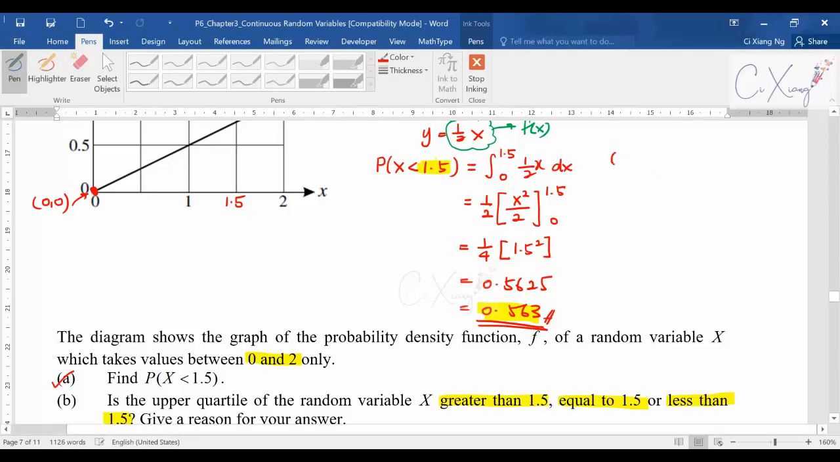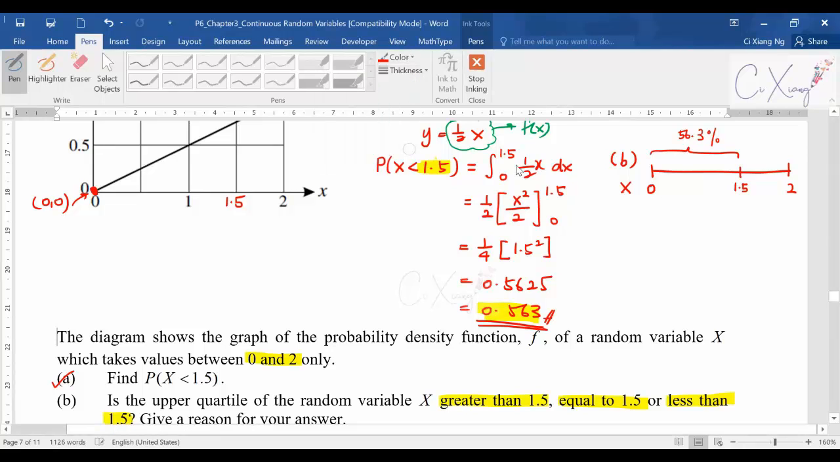Therefore, for part B, you can try to write the values here. I'll try to draw a number line. The smallest value of x in this question is 0, and the largest value is 2. Okay, so if you look at this probability, x smaller than 1.5, the area covered is 0.563, which means if you have 1.5 here, then this area itself is 56.3%, something like this.